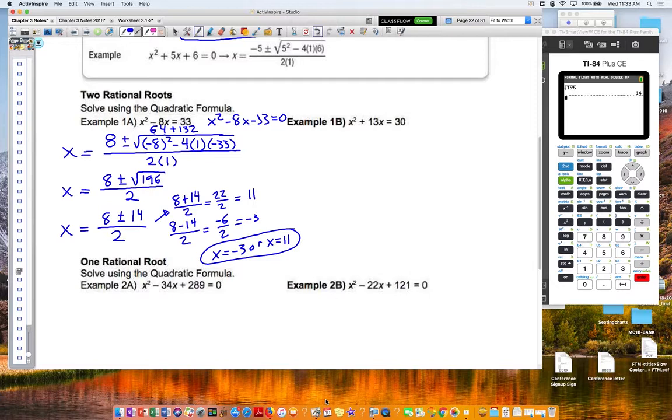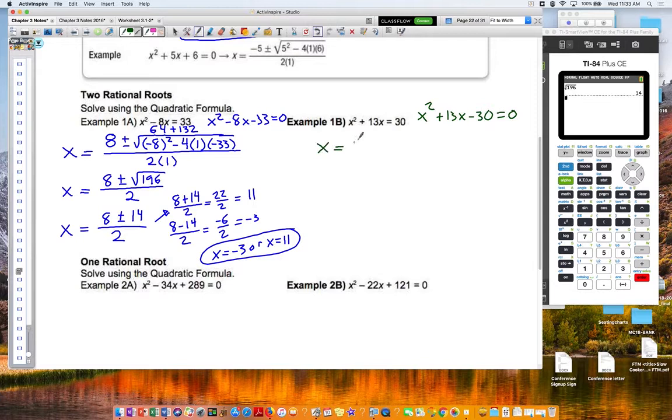All right, what I would suggest doing right now is pausing the video and trying this example right here, where you move the 30 over to the other side to make it negative 30. Pause, do it, and then listen to me go through it quickly. All right, so here I go through it quickly.